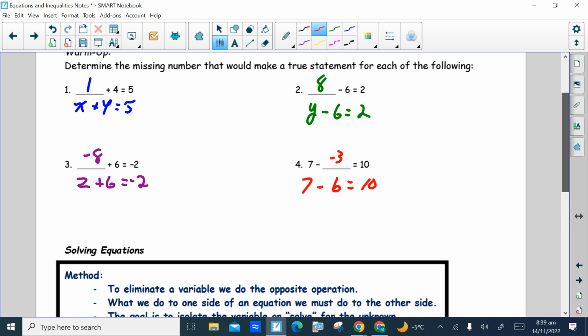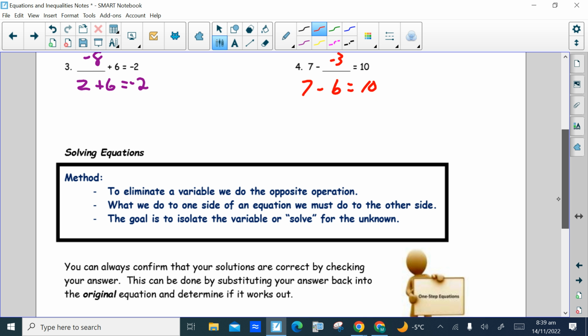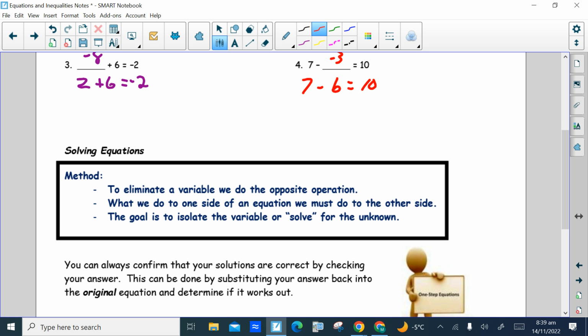So what you're going to want to do in each case, whatever letter is used for the variable, you want to get it by itself. We're going to use some mathematical steps to get the variable by itself. Okay? So we do this by doing the opposite operation. What we do to one side of the equation, we must do the same thing to the other side.